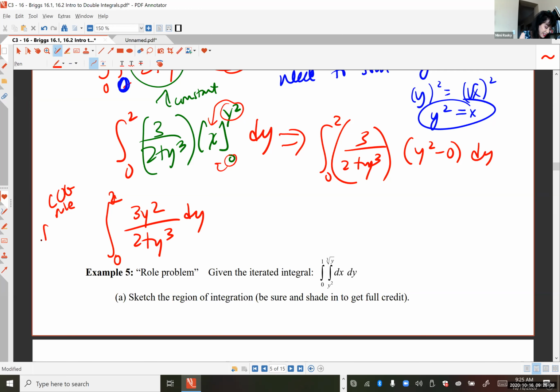I claim this does have the look of 1 over u du, which then has an antiderivative ln absolute value of u. So when you do these, I'd like you to tell me the u and the du. Otherwise, I will not give you full credit. I'm going to take away a lot of points.